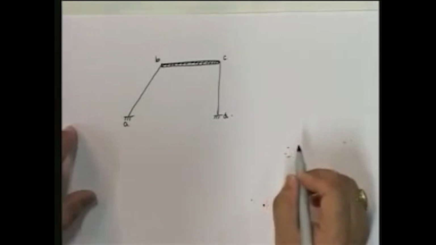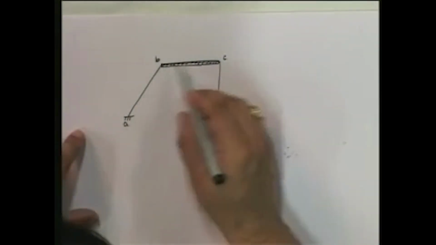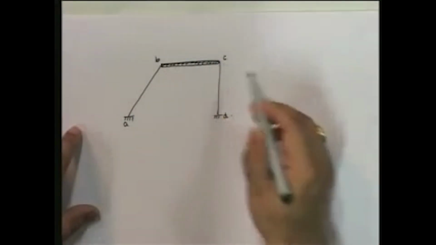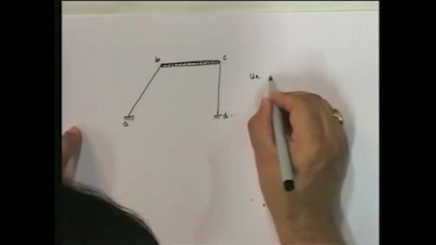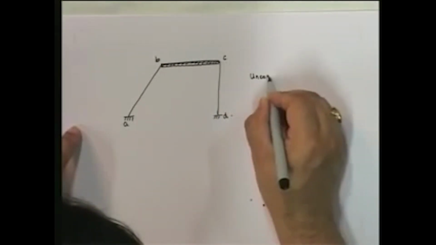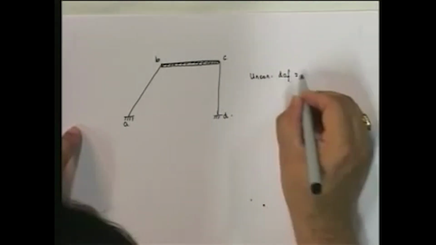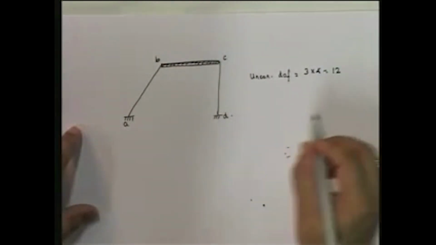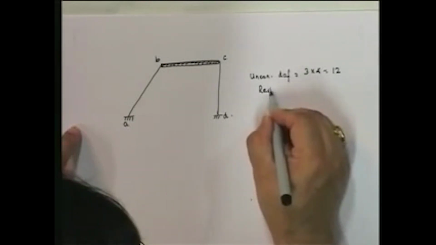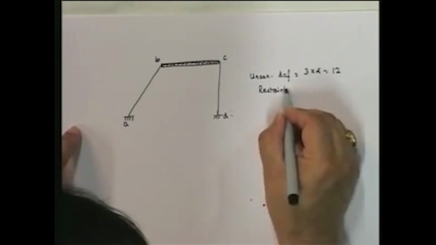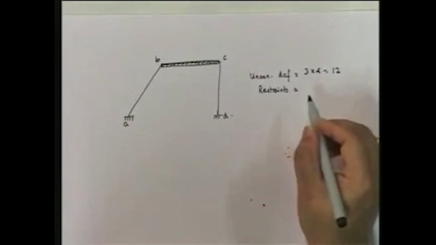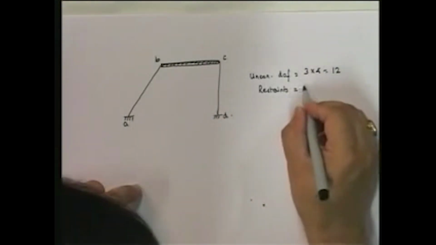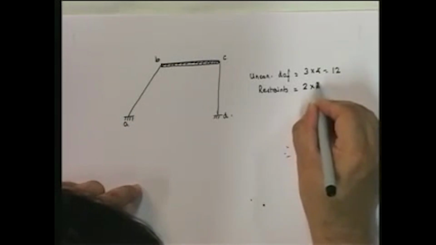What happens when the member is flexurally rigid? Let's see. We first find out the degrees of freedom. Okay, 1, 2, 3, 4. So unconstrained degrees of freedom are equal to 3 into 4, 12. How many restraints? Restraints are equal to 2 into 3, because both of them are fixed. So 3 restraints per joint.